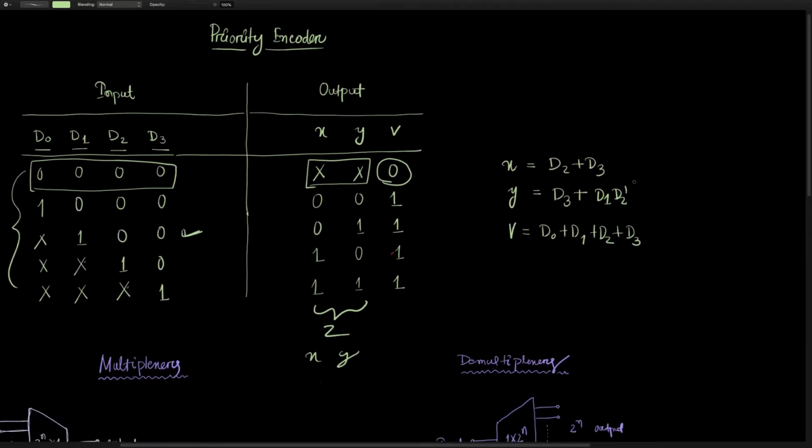By using a K-map, we will find the solution to be x equals D2 plus D3, whereas y equals D3 plus D1 D2 complement. So you will find this expression from the K-map. And if you go for the valid bit, you'll see it would be the OR operation of all the inputs. So the valid bit indicates that at least one input is active at a single time. If all the inputs are deactivated, we can say that the encoder is deactivated. So this is your priority encoder.